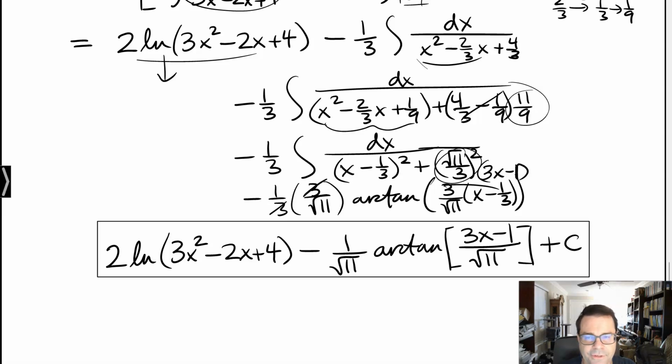I hope this helped you with these ones. This is definitely the trickiest kind of example for the partial fractions cases. So if you can do this, then you can probably do all of the partial fractions.